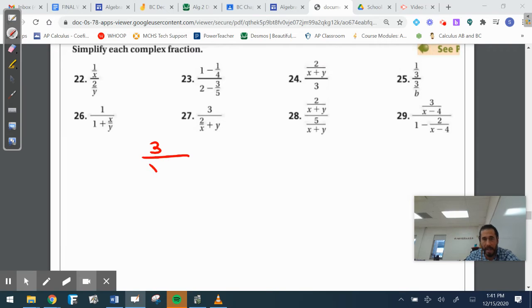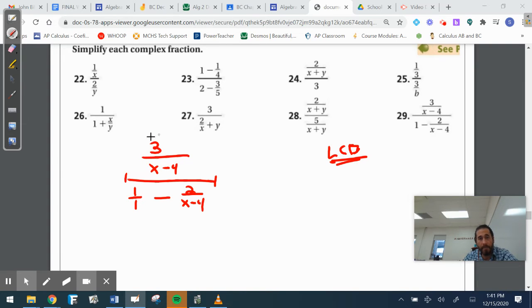3 over x minus 4. There's fraction number 1. Complex, because it's fractions within fractions. That's 1 over 1, remember, that's fraction number 2. And then fraction number 3 is this one right here. So remember, we start with the LCD. All right, what's my LCD?